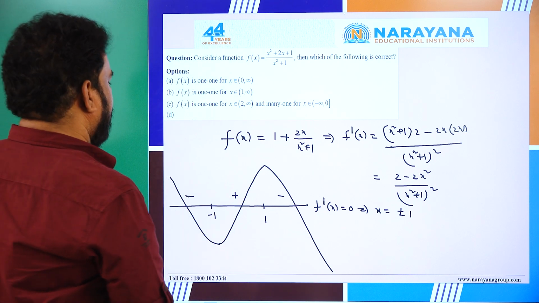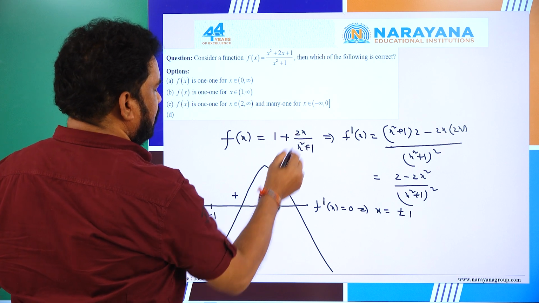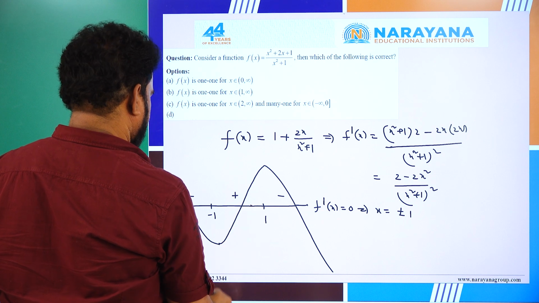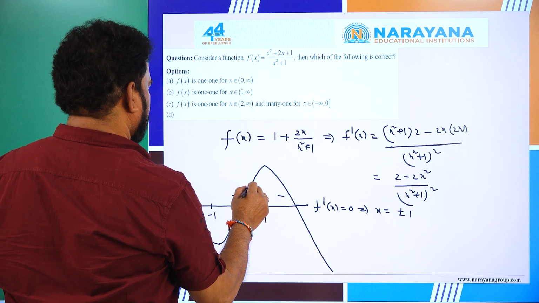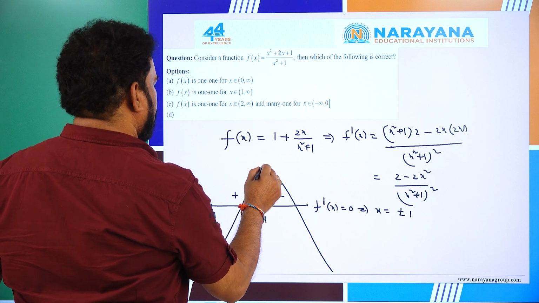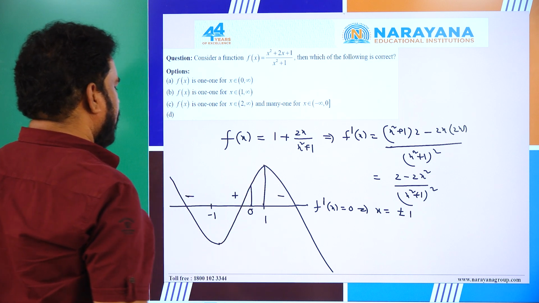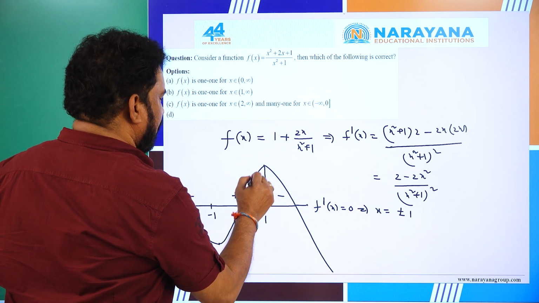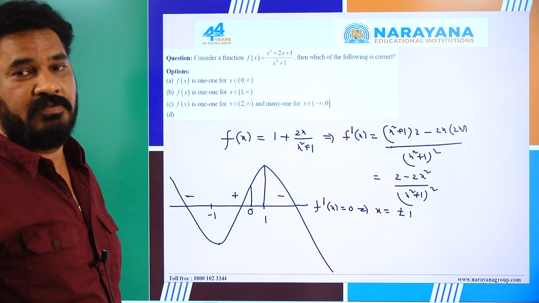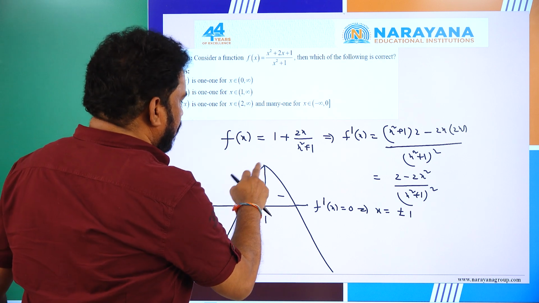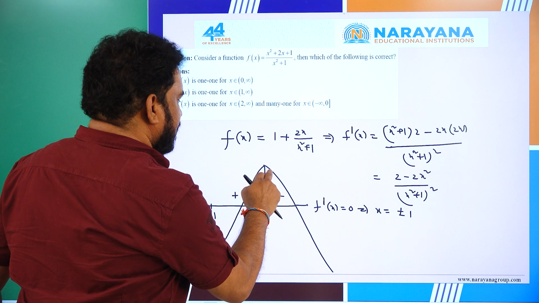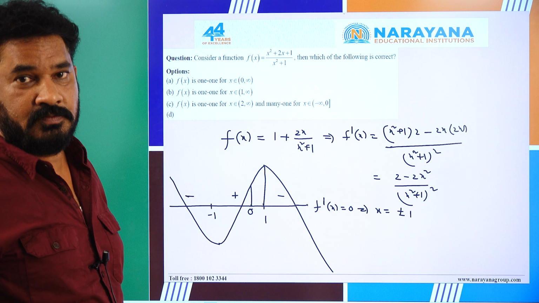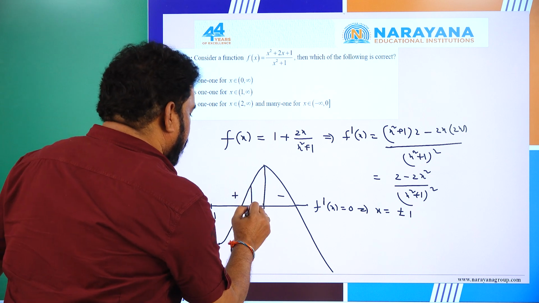So, according to the given function, when x equals 0, the value will be approximately here, 1. So, at 1 its value is 2. So, what happened? Between 0 and 1 it is strictly increasing. So, 0 to 1 is a one-one function. 0 to infinity means it is increasing and decreasing, so it will not be one-one, it will be a many-one function. Fine. So, strictly increasing between 0 and 1.